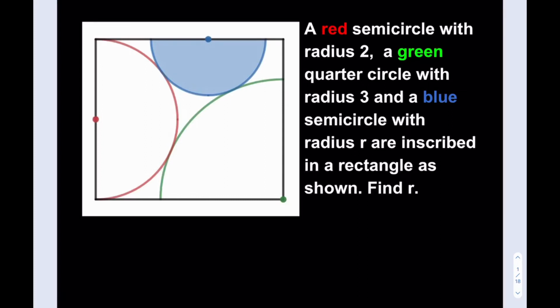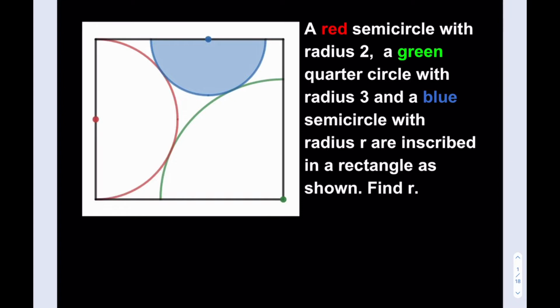Hello everyone, in this video we're going to be solving an awesome geometry puzzle. A red semicircle with radius 2, a green quarter circle with radius 3, and a blue semicircle with radius r are inscribed in a rectangle. Find r. At this point you may just pause the video and try this problem yourself first.